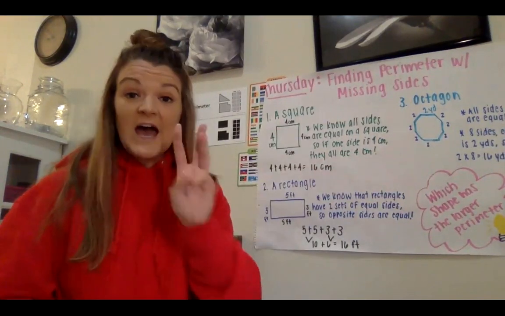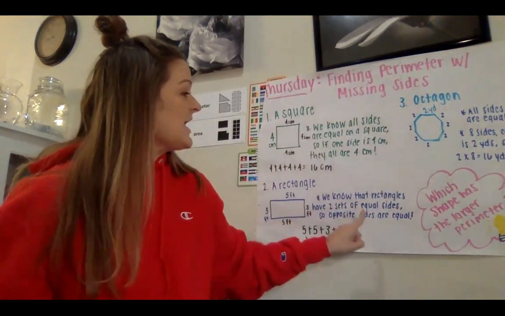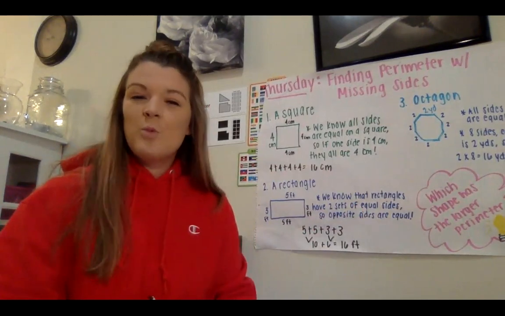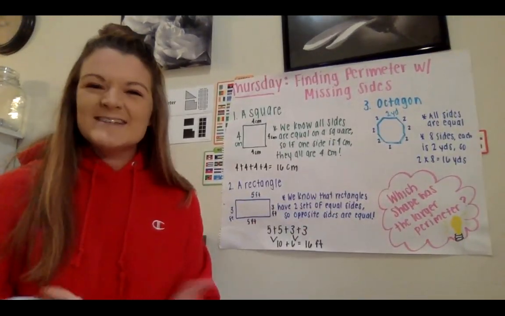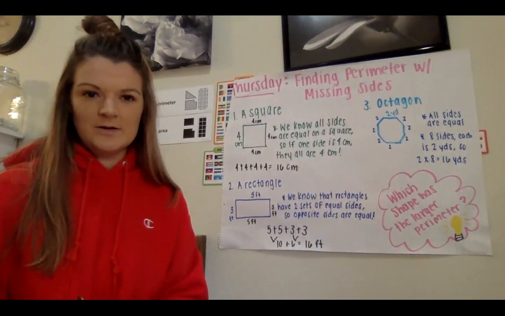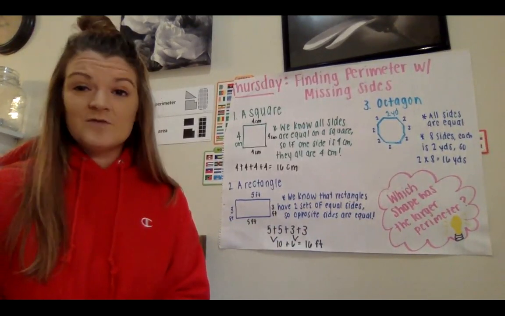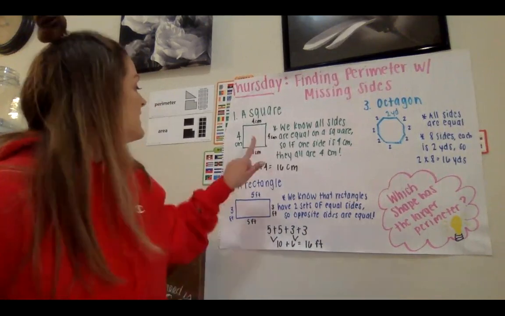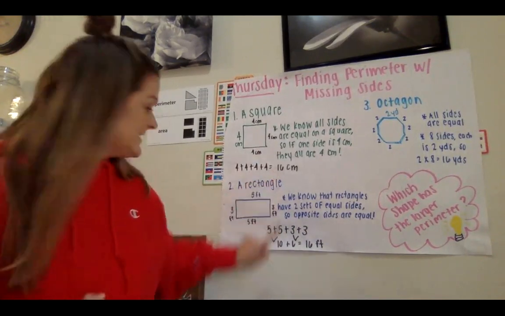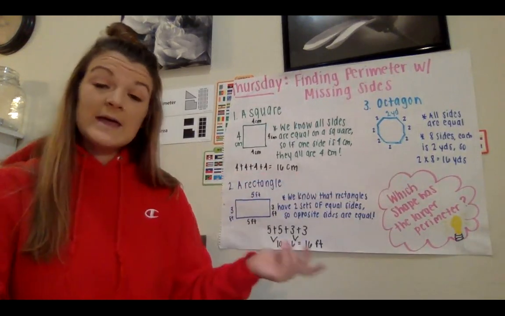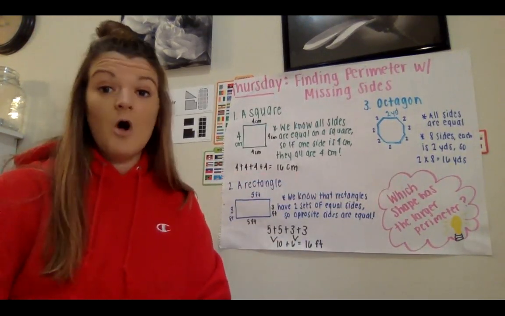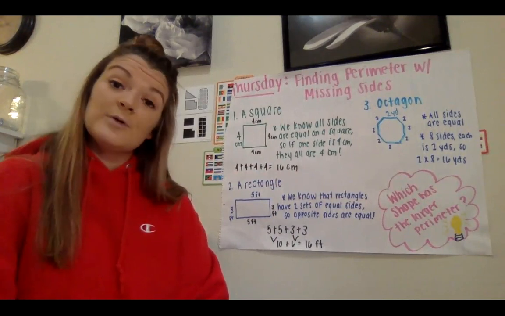Now my question is, I just found the perimeter of 3 shapes. And I want to know which shape has the larger perimeter? And I guess I'm confused because I think they're all the same. This one was 16, the square had 16, the rectangle had 16, and the octagon had 16. So can I say that all of my shapes have an equal perimeter?